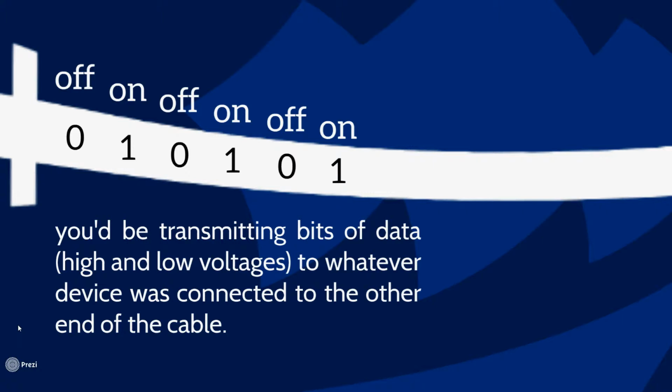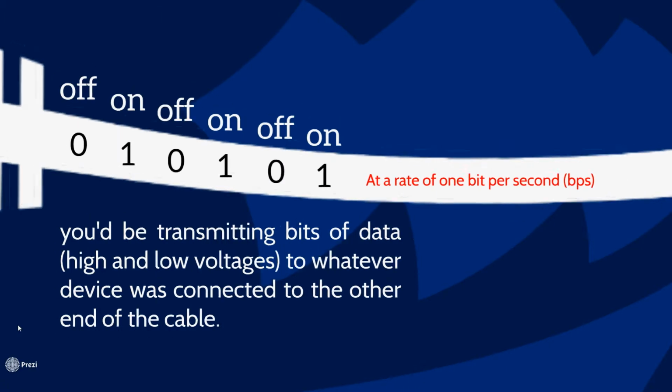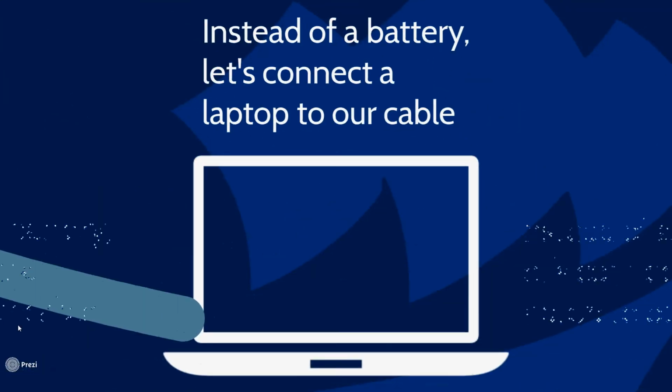That's how we transmit data, at least on copper cables, high voltages and low voltages that represent zeros and ones. And whatever's at the other end of that cable is going to be receiving that data. And just as a matter of fact, you'd be transmitting that data at a rate of 1 bit per second, because I told you that's what you're doing. 1 BPS is pretty slow and impractical, and you'd actually never connect a battery to a cable, but you could.